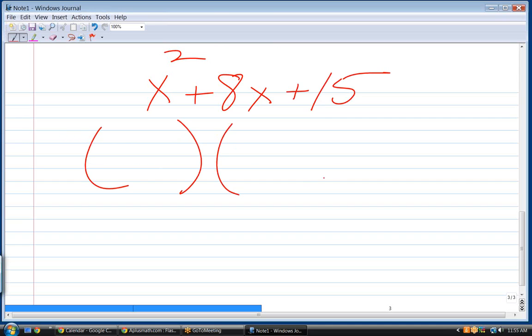Factor that for me. Okay, so 2 X's on both sides, like we always do. Then it would be a plus to get those 2 plus signs. And then it would be 3 and 5. Very good. All right, since you're good at that, let's go ahead and jump forward and try a minus sign here.